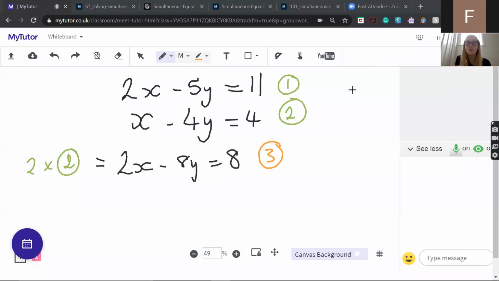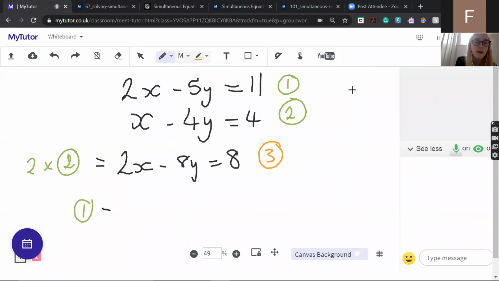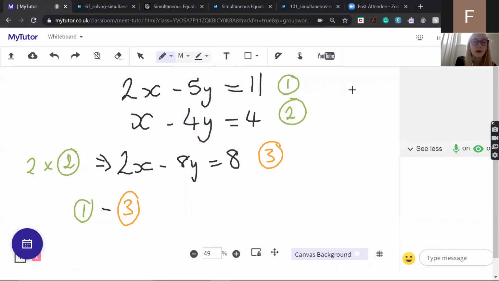So what we're going to do is our equation 1 minus our equation 3. And this is why I like numbering them, just so that you can see what's happening here. So equation 1 minus equation 3, 2x minus 2x cancels out. Minus 5y minus minus 8y. So that's minus 5y plus 8y, which is 3y, equals 11 minus 8, which is 3. So y equals 1.